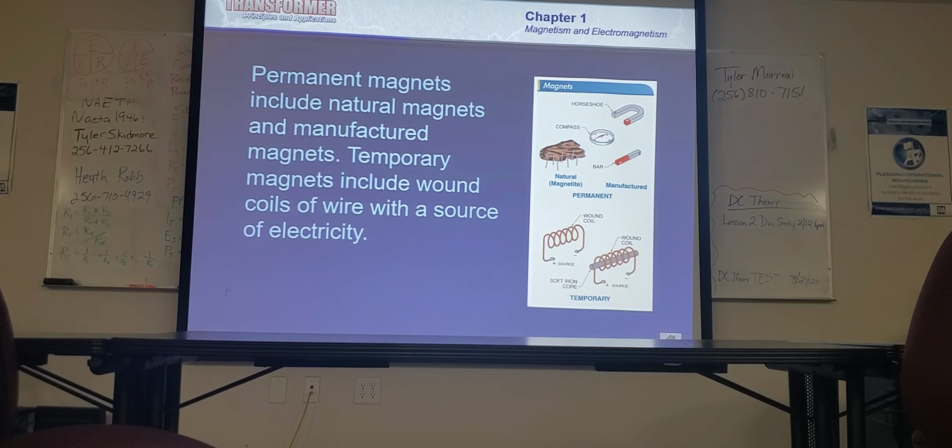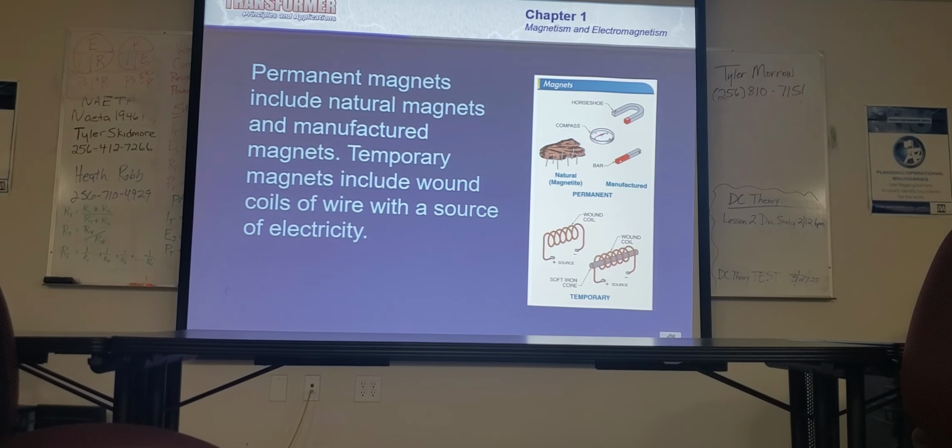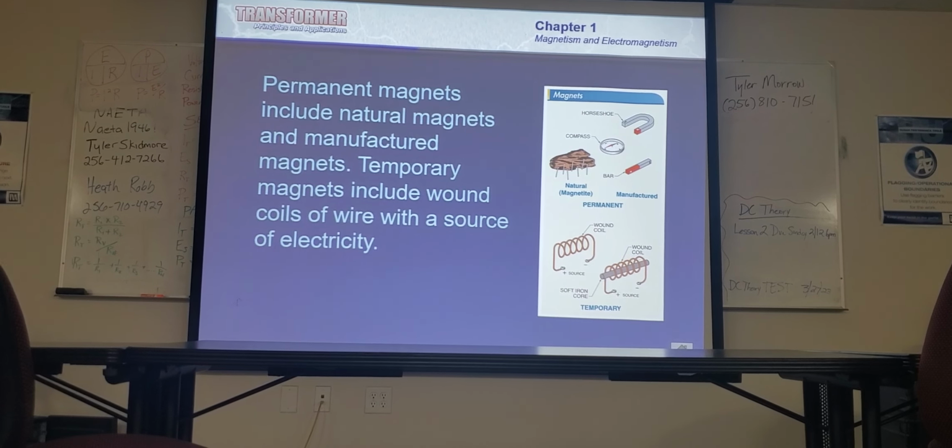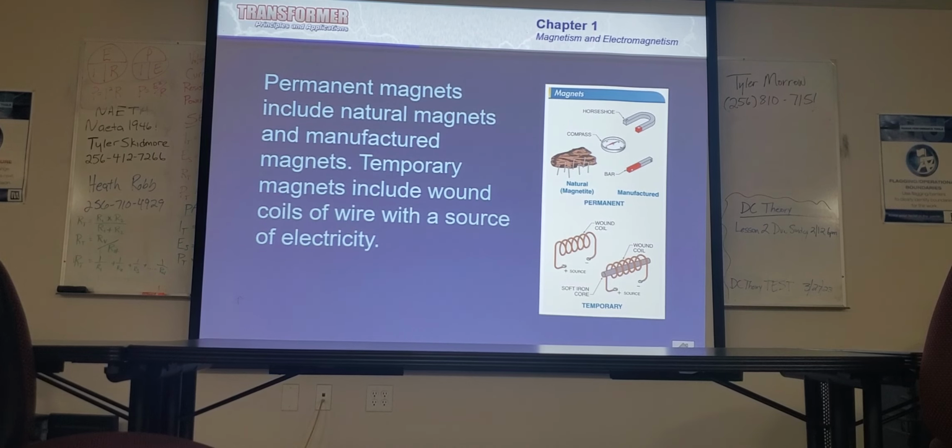A temporary magnet is a magnet that retains only trace amounts of magnetism after the magnetizing force has been removed. The most common temporary magnets are coils of wire used as electromagnets. Retentivity is a measure of the ability of a magnet to retain magnetism after the magnetizing force has been removed.